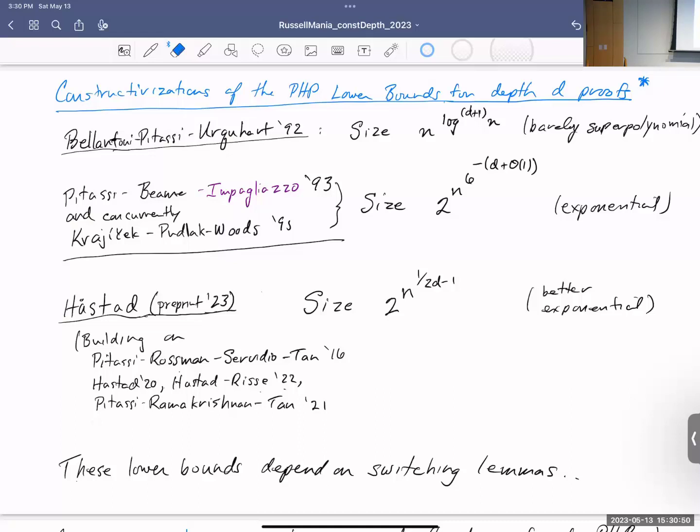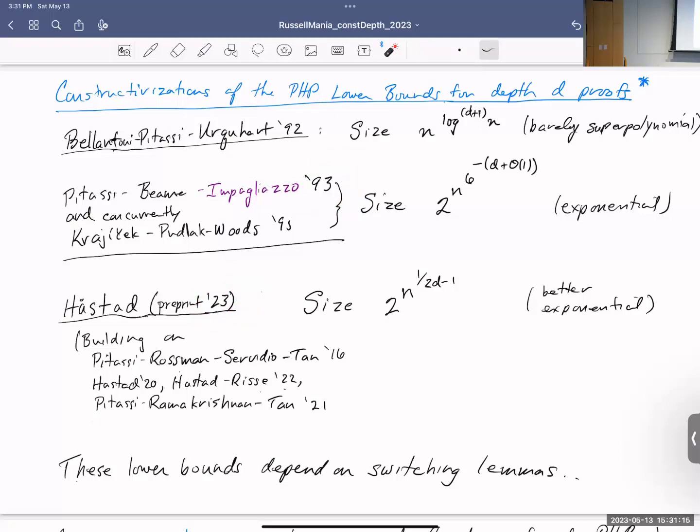So fixed d, there's 2 to the n to the 6 to the minus d plus a constant as a lower bound on the size of depth d proofs for the pigeonhole principle. This is the n+1 to n pigeonhole principle, of course. And then you notice 93 to 23 is a pretty long time. It's not for lack of trying.